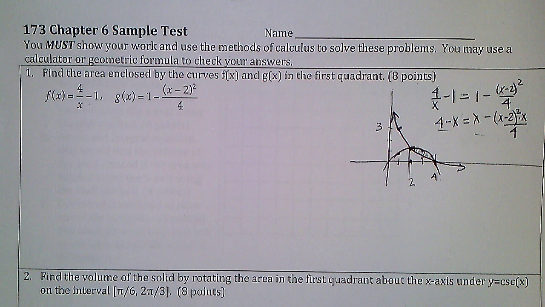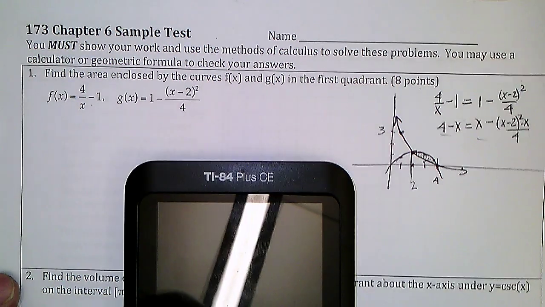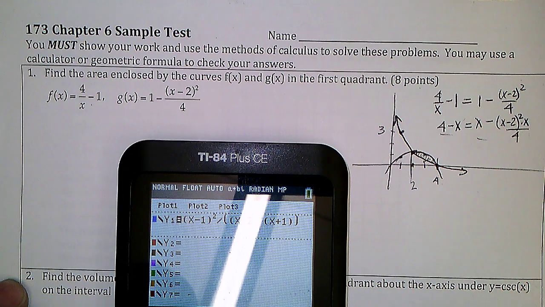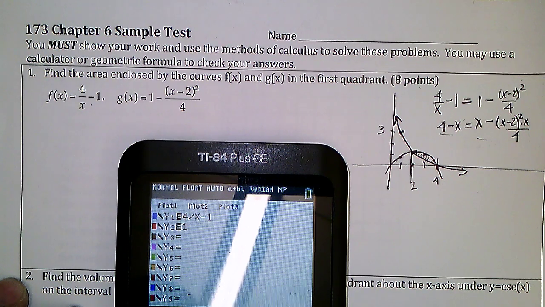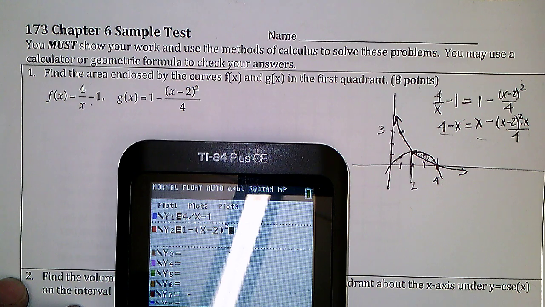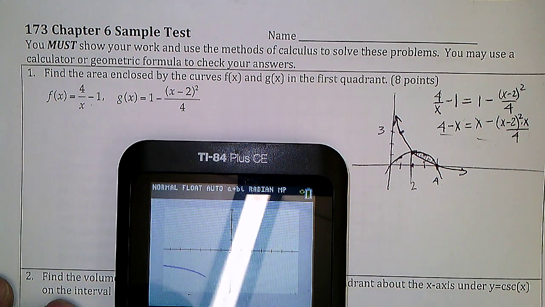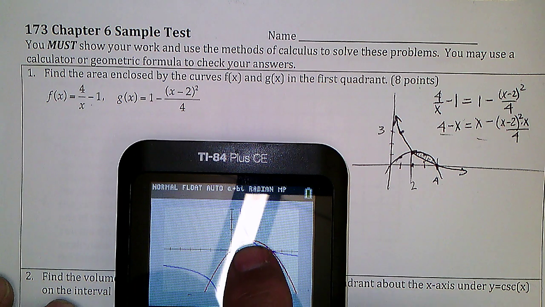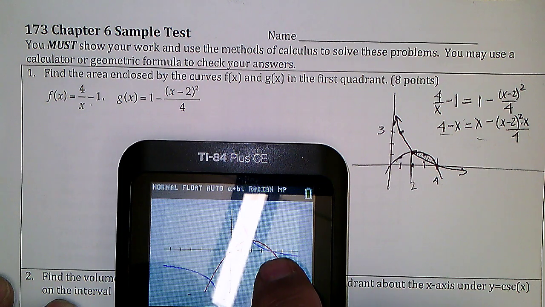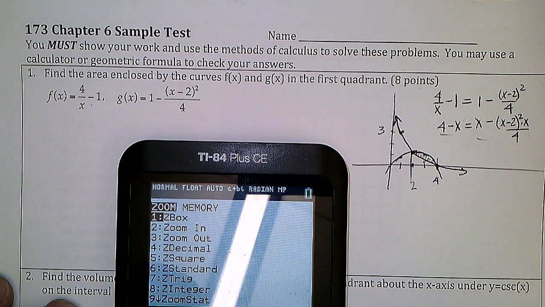I could have just put these into the calculator and asked for the intersection. Let's just do that so you can see that. Clear. This would be 4 divided by x minus 1. And the second graph would be 1 minus the quantity x minus 2 squared divided by 4. And if I push graph, there's the one of them, and there's the other one, and you can see they intersect at 2, 1, and 4, 0. And that's with my window on zoom 4.